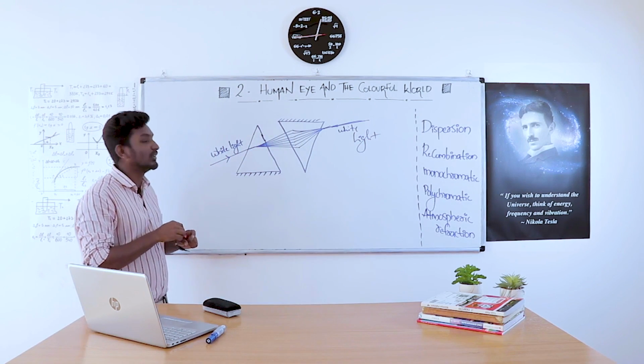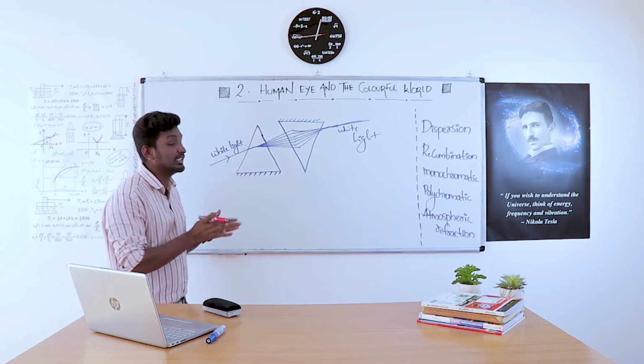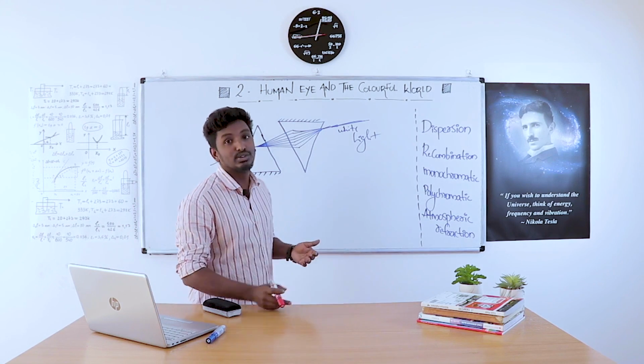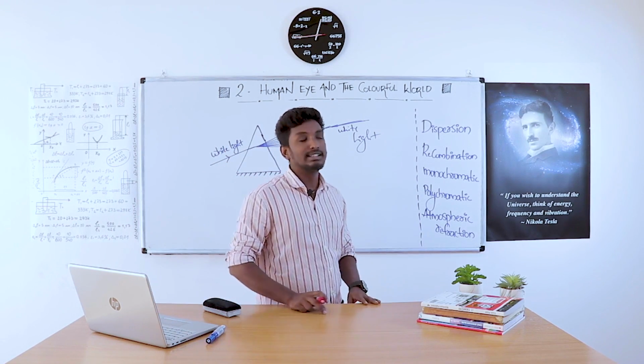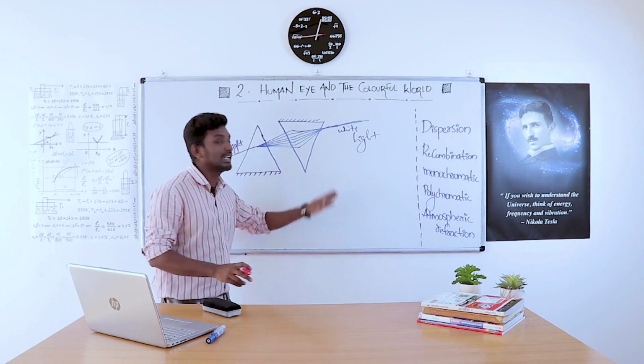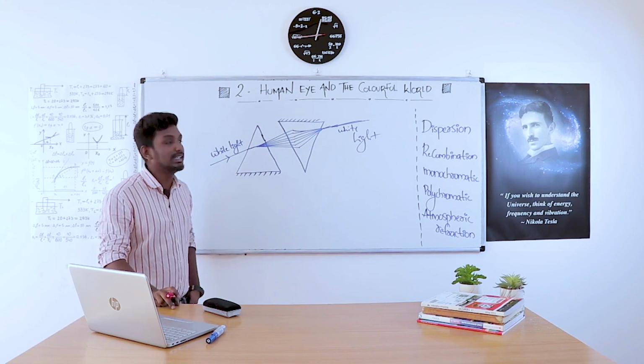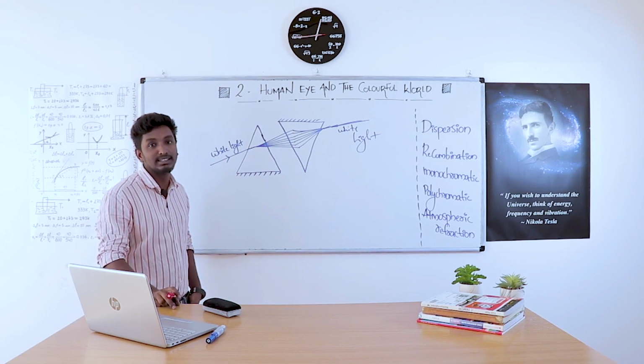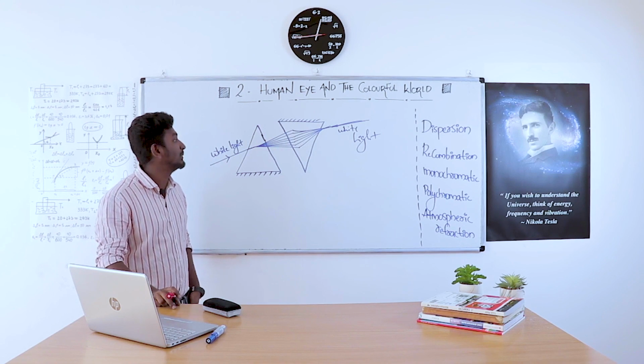So what is recombination? Constituent colors combine to give white light. That means these 7 colors combine to give white light. This phenomenon is recombination. So how does recombination happen?